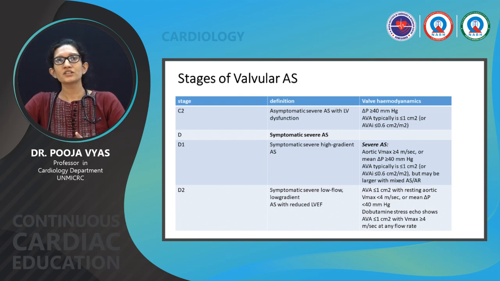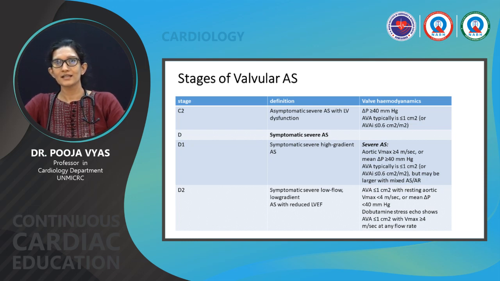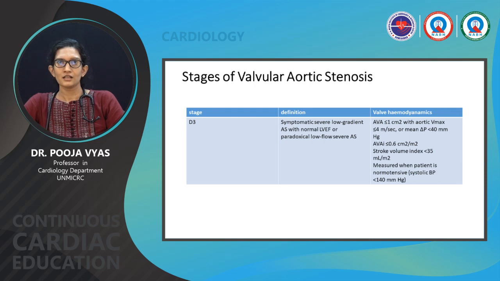And D2 includes the patients who are symptomatic but with low flow and low gradient. So here the aortic valve area is less than or equal to 1 centimeter square, but the gradient is less and the Vmax is less. The mean gradient is less than 40 millimeter of mercury, and Vmax is less than 4 meter per second. Stage D3 includes the patients with paradoxical low flow severe aortic stenosis. This we will discuss later on.